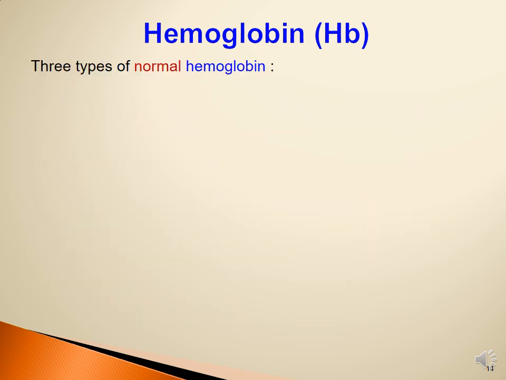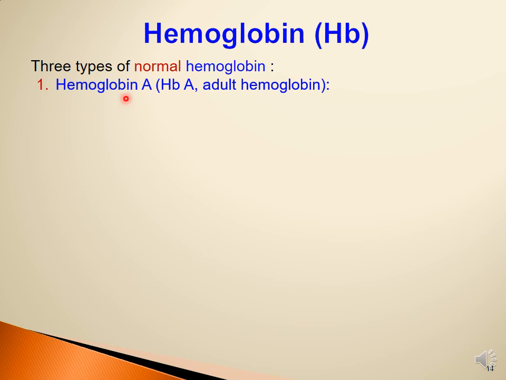How many types of normal hemoglobin do we have? And again, I'm stressing the word normal. We have 3 different types of normal hemoglobin that can be found in adults. And one of them is mainly found in the fetus or in the newborn. And then as we grow up, it decreases to a very low level. What are these 3 types?